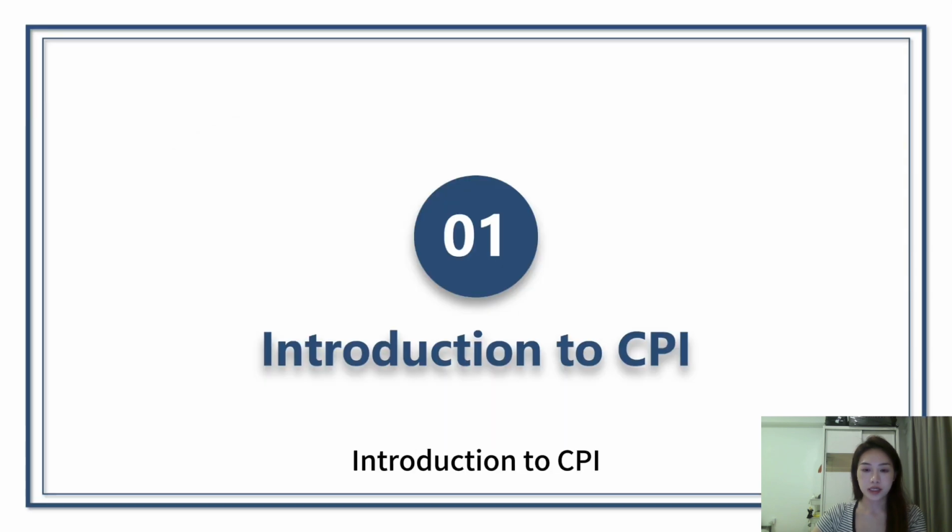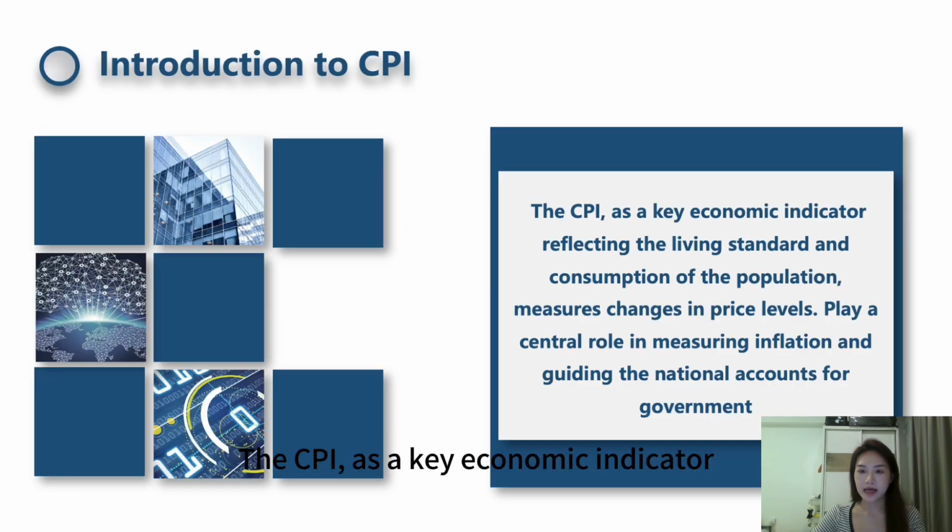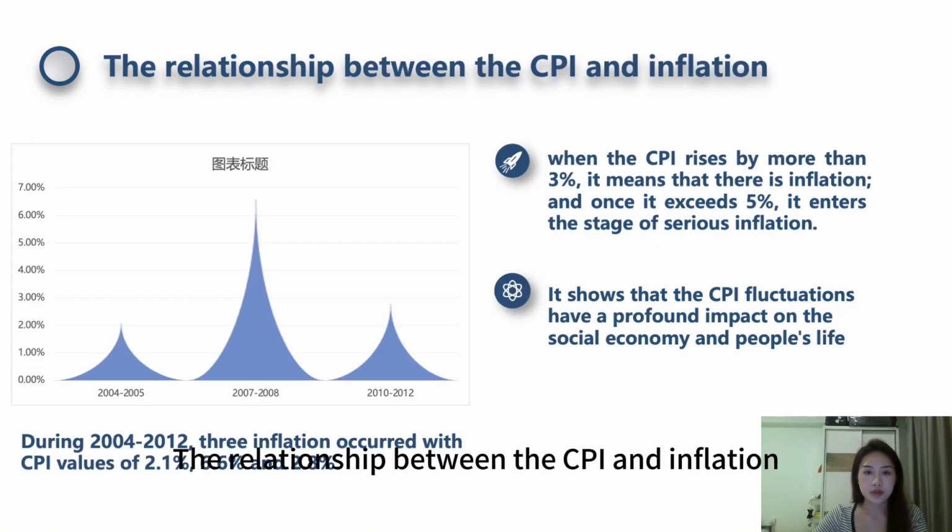4. Conclusion. Introduction to CPI. CPI, as a key economic indicator reflecting the living standard and the composition of population, measures changes in price levels and plays a central role in measuring inflation and guarding the national accounts for government. The relationship between the CPI and inflation.